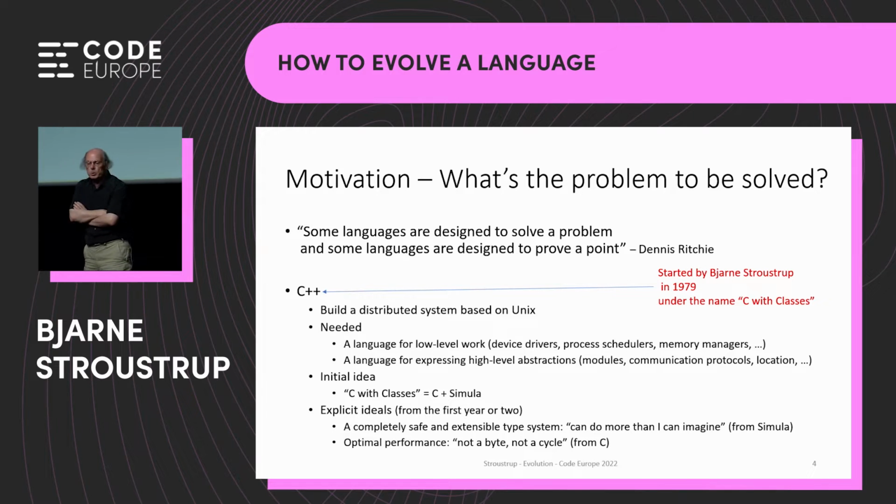And C and C++ were definitely designed to solve specific problems. For C, they needed to write Unix, and with C++, I wanted to build a distributed Unix. And I soon found out that I couldn't do it. There were lots of reasons for that, but the reason I settled on was there was no language that allowed me to do what was absolutely necessary. I needed something where I could write my device drivers, memory managers, process schedulers, and things like that. A low-level language. C was quite good for that.